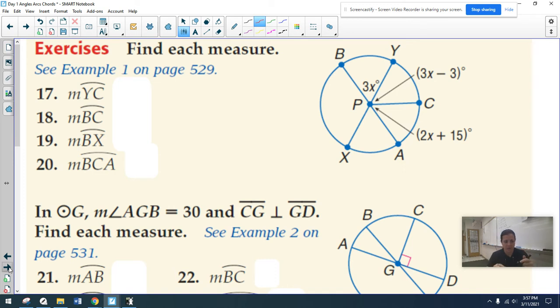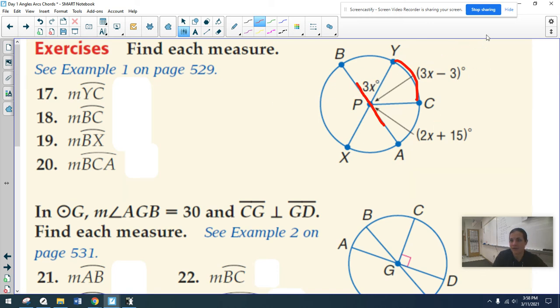So I'm not going to do every single one of these, but I did want to work out some of these problems. So they're asking me for YC right here. That means I'm going to need to find X. To do almost any of these, to do 17, 18, or 19, I have to find X. So if you notice this angle and this angle make a straight line, which means they give you 180. So I need to work on all of that before doing anything.